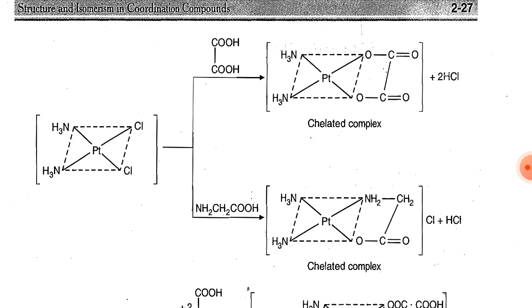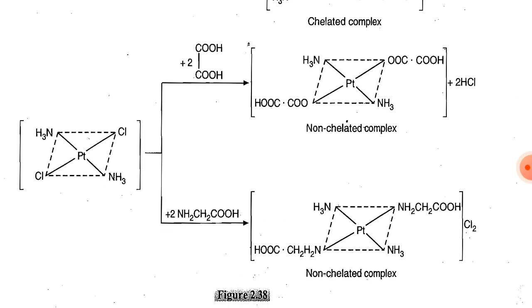Now on the other hand, glycine is there. The two different donor atoms of glycine make a bond with the platinum, and it forms a chelated complex. But on the other hand, this is transplatin with oxalic acid, where the two donor atoms of oxalic acid will form a non-chelated complex. That means it will not show any ring complex.